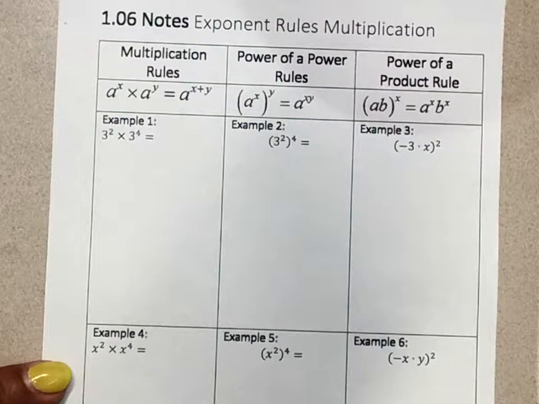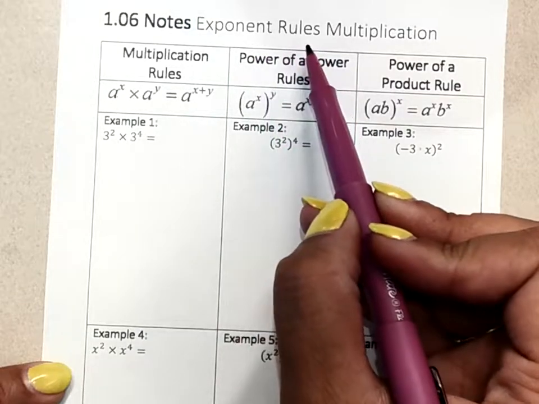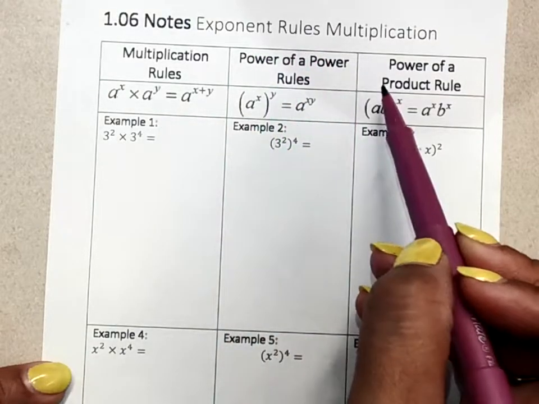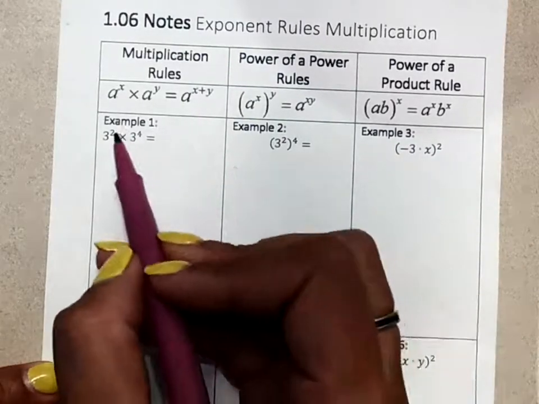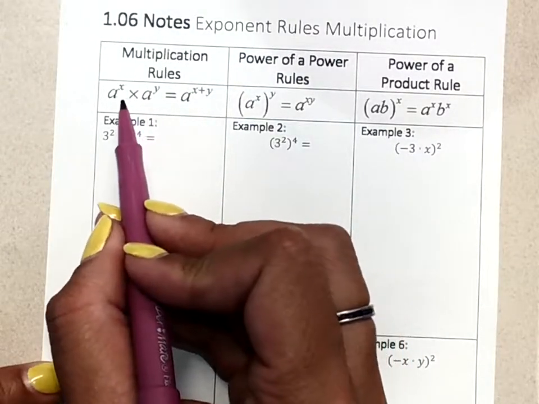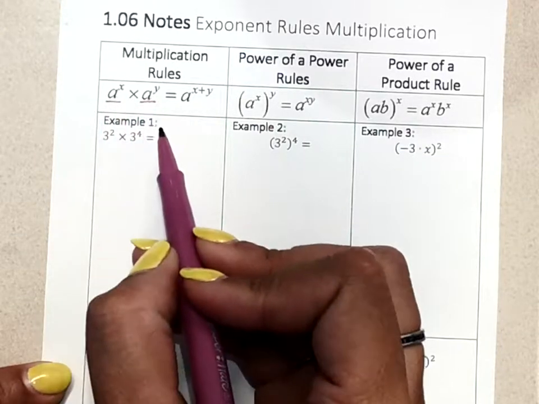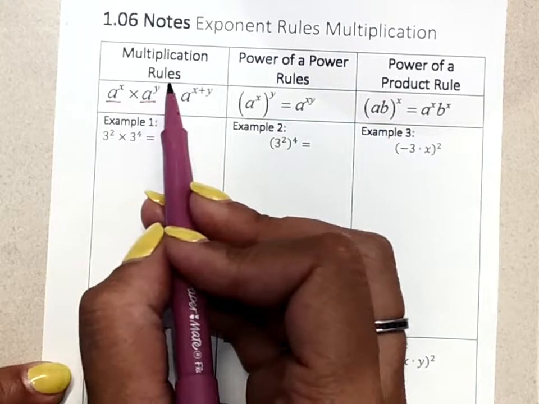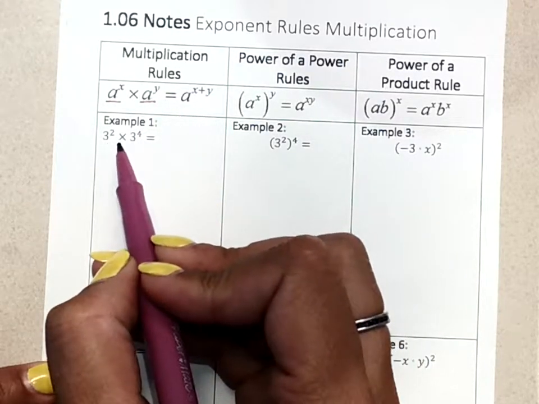In our notes today, we are going to be learning about how to simplify exponents with bases that are being multiplied. So you'll see that we have 3 different rules, and we're going to go through each one. For the first rule, the simple multiplication rule states that if we have the same base, so a and a, we're allowed to add their exponents together, and that's what you see here. So let's look at example number 1.